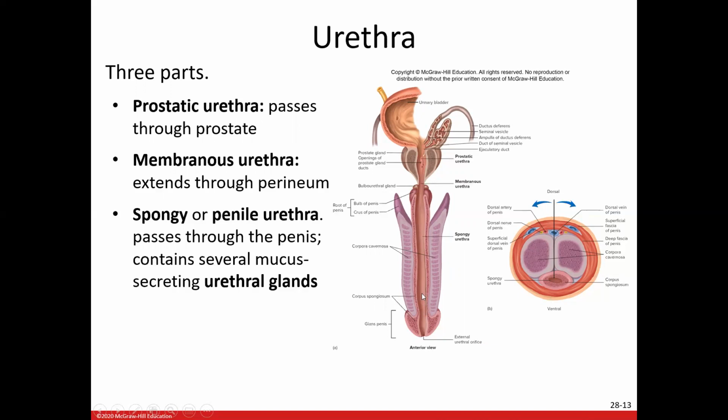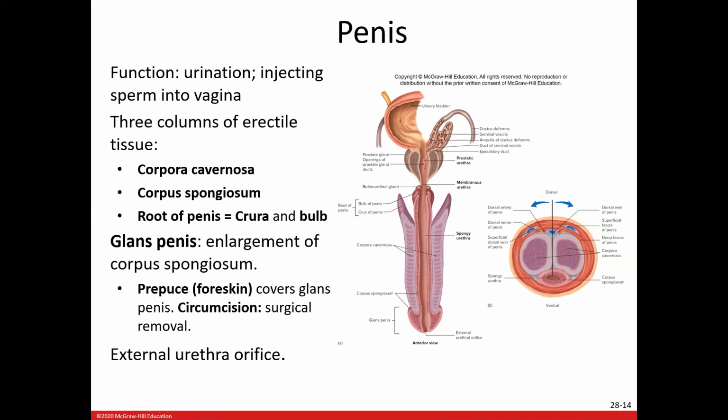Within the penis itself, you have special glands called urethral glands, which produce this sort of slick mucus compound to keep things lubricated. Then you have the penis itself. So the penis has two different functions. First is to assist with urination, since part of the urethra runs through the penis. And then the second major function is ultimately to inject sperm into the vagina through emission and ejaculation.